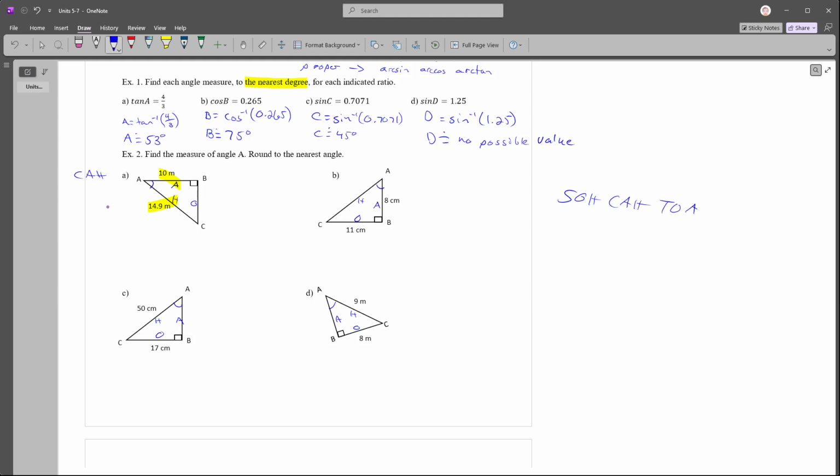So let's fill out the data. Cos of A is going to be equal to, sorry, not opposite, adjacent, which is 10, over hypotenuse, which is 14.9. So A is going to be equal to cos inverse of 10 over 14.9. And when you do this, you should get a value of A approximately equal to, to the nearest degree, 48 degrees.